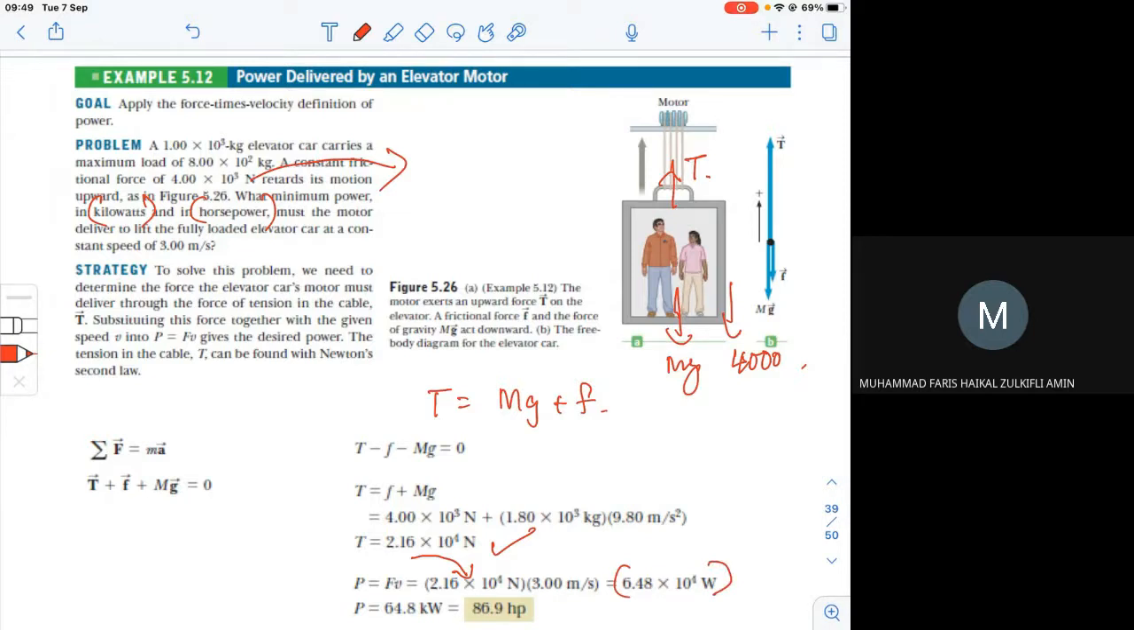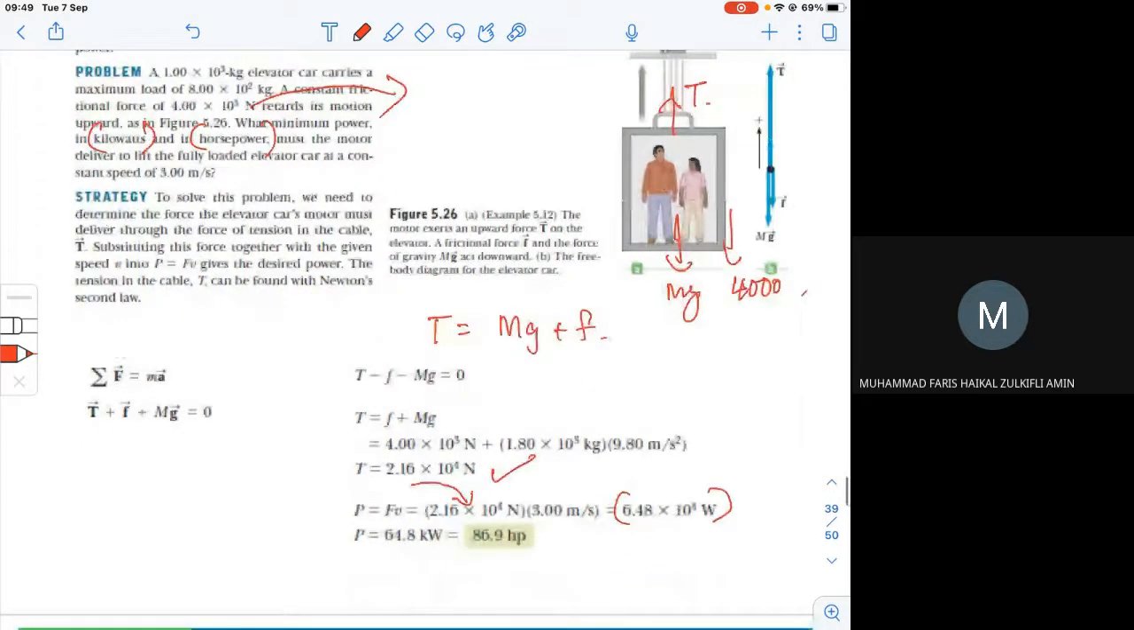But the question needs you to answer it in kilowatts and also horsepower. So you must answer until you get kilowatts and horsepower, just for the sake of these examples. But normally we just calculate until watts. The watt is still the SI unit for power.